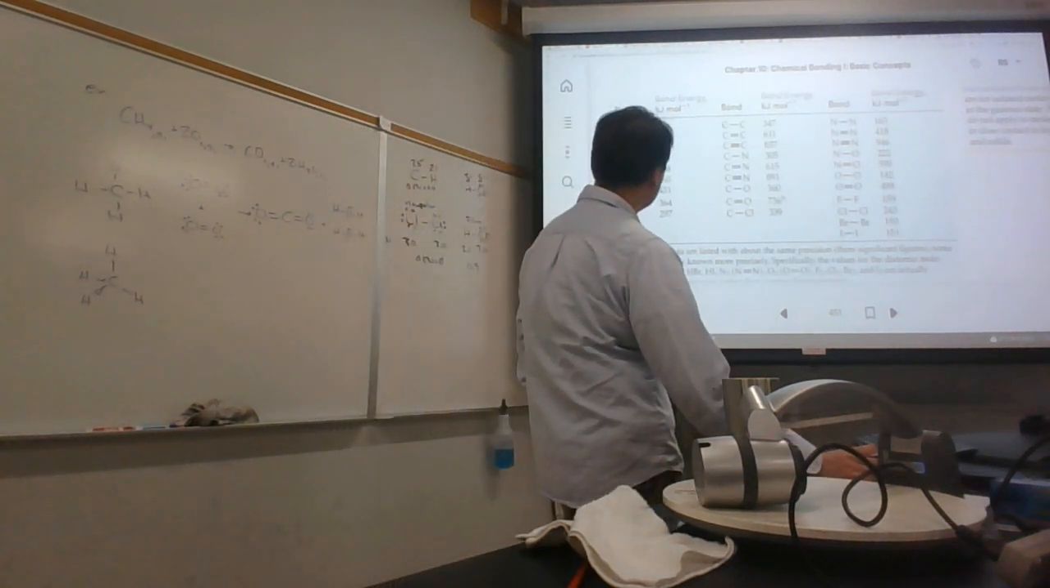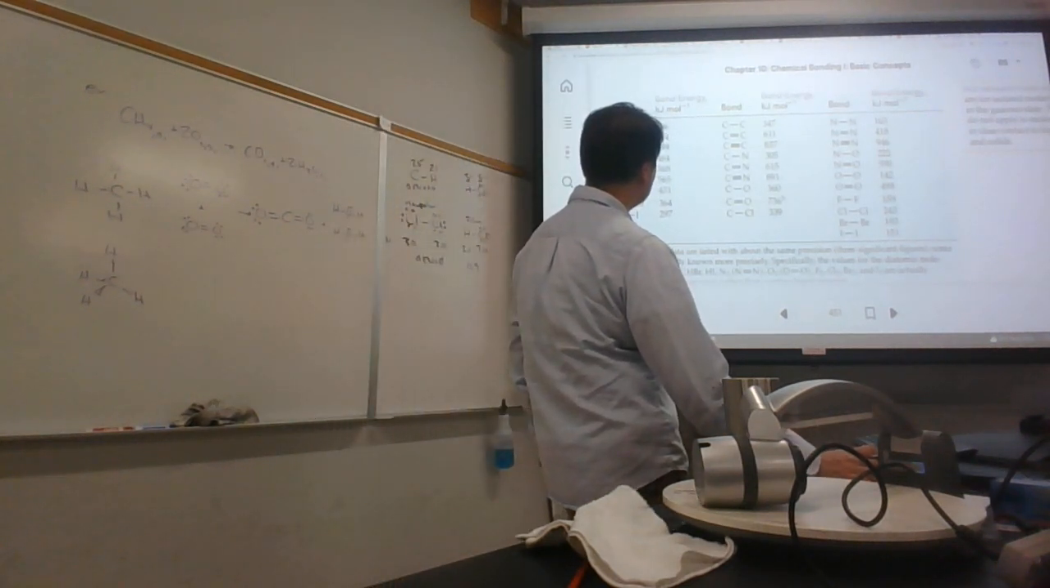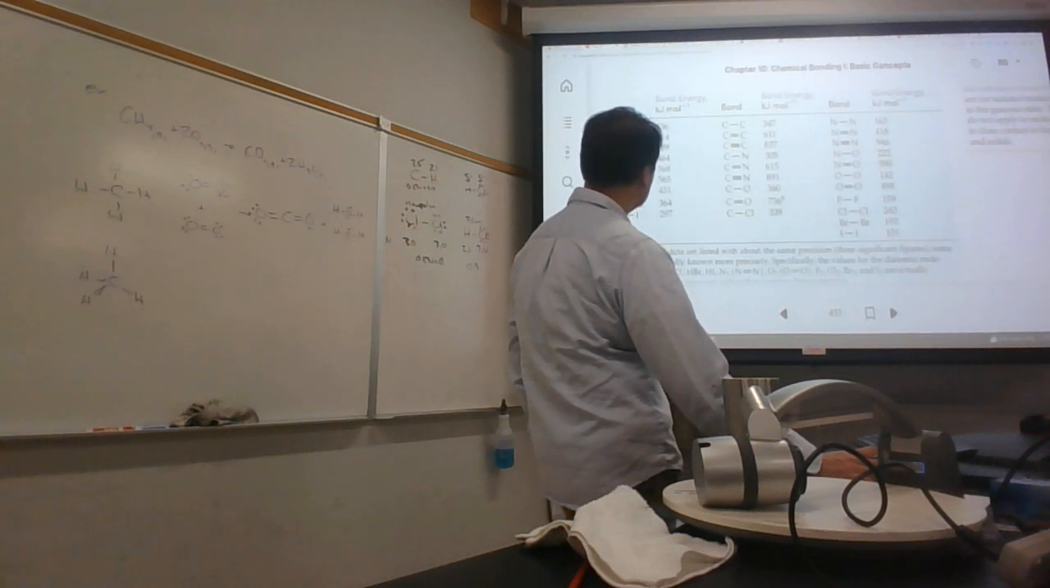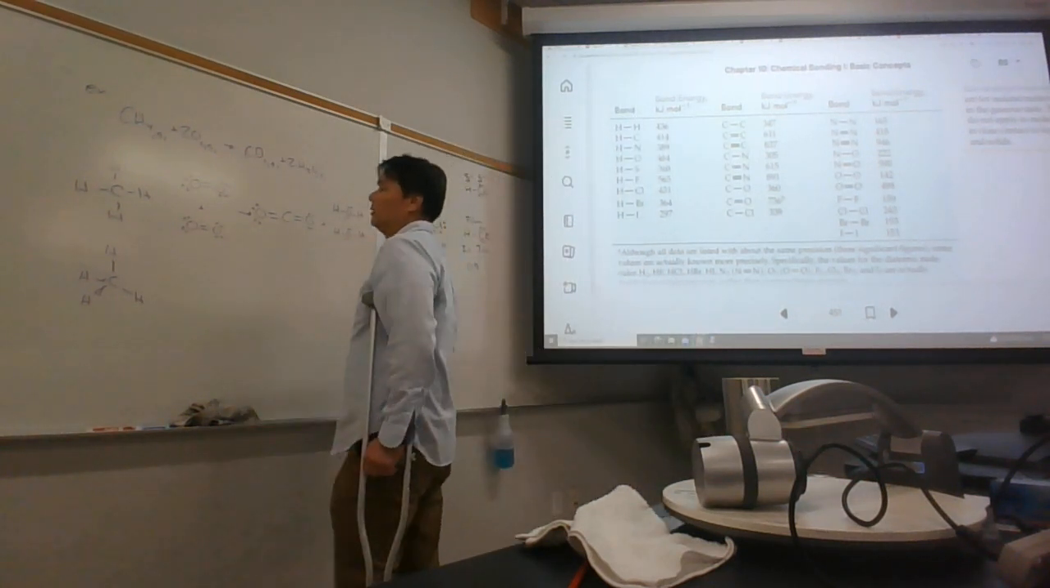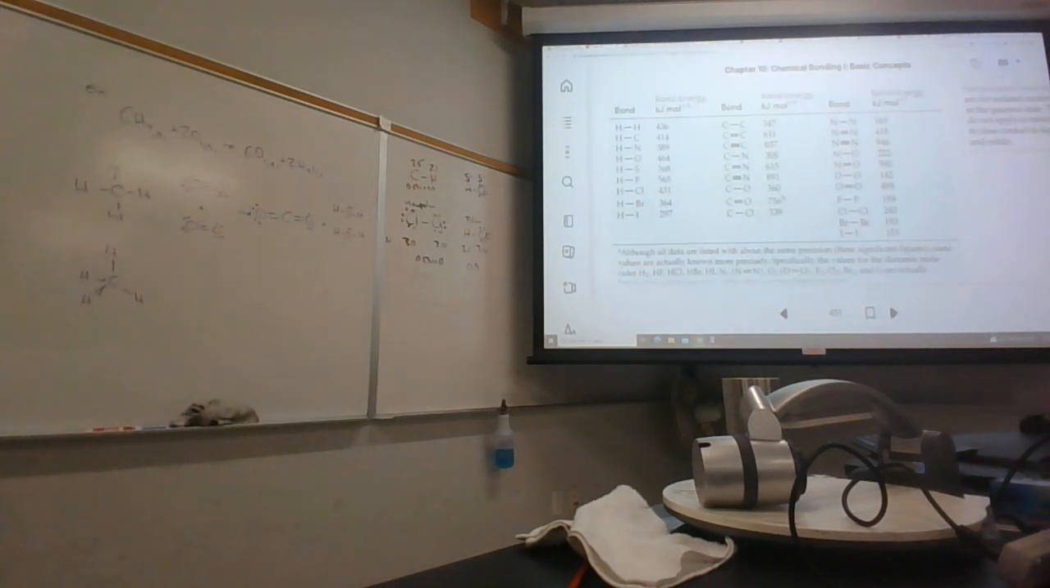Well, carbon-hydrogen bonds are broken, right? How many carbon-hydrogen bonds are being broken? Four. And each carbon-hydrogen bond has a bond energy of 414. So in this example, we have four carbon-hydrogen bonds at 414 kilojoules per mole, plus, how many oxygen-oxygen double bonds? Two oxygen-oxygen double bonds at what energy? 498.